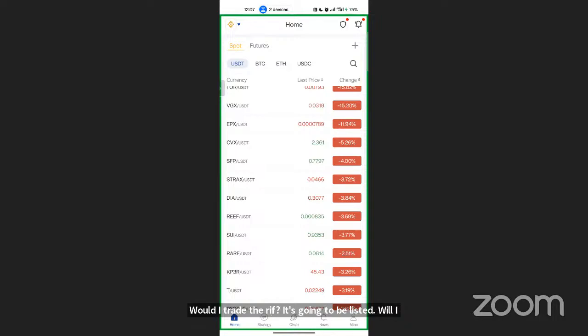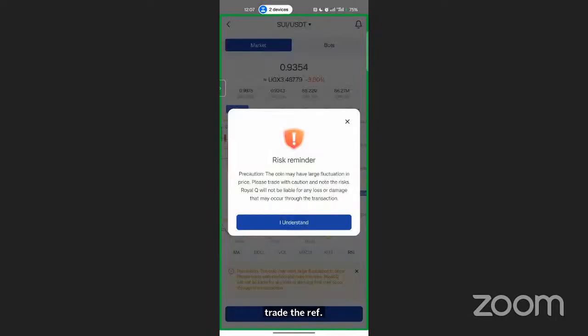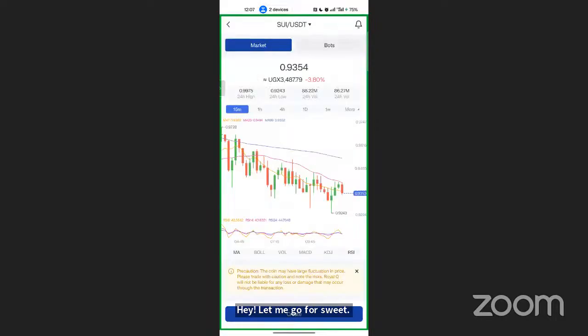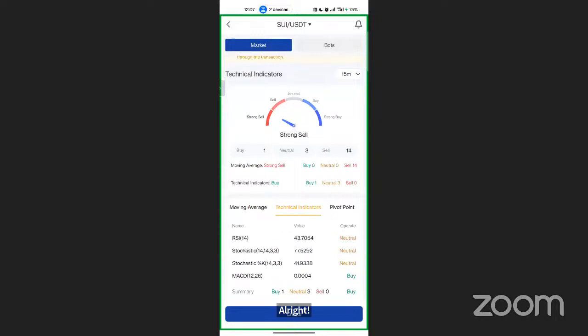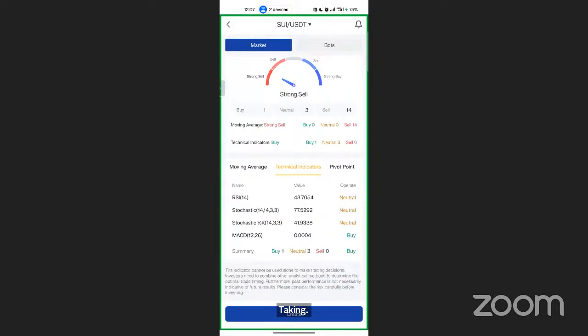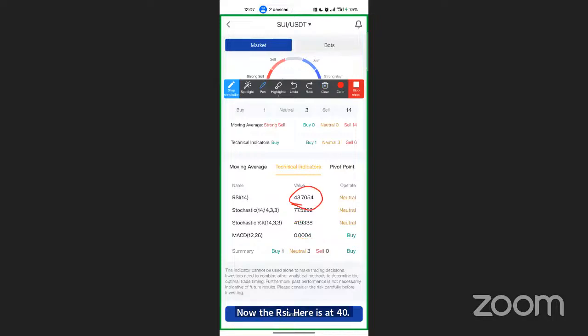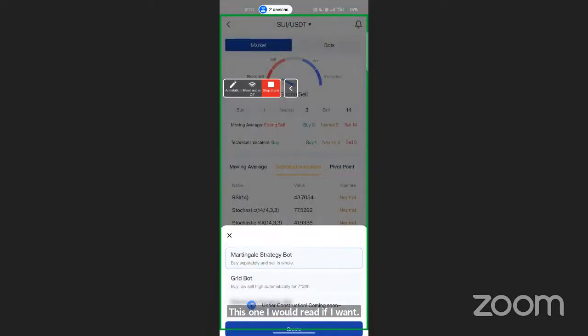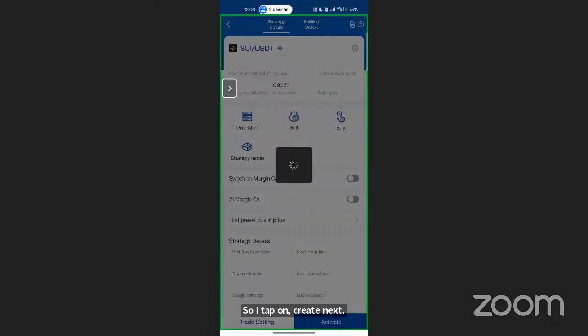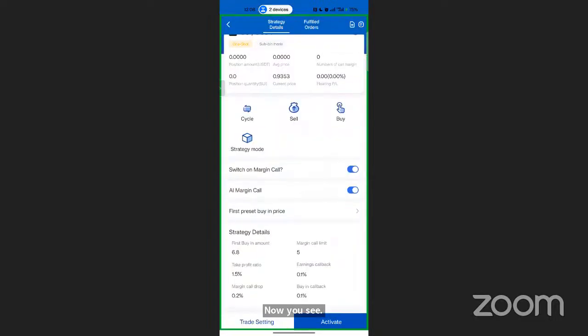Hey, let me go for SWI. Then I come here for SWI, RSI, Technical. Now the RSI here is at 43. This one I will create if I want. So I tap on create, martingale, create, next. Now you see, the strategy is in. My AI must be on, my margin call must be on, my strategy and submit.